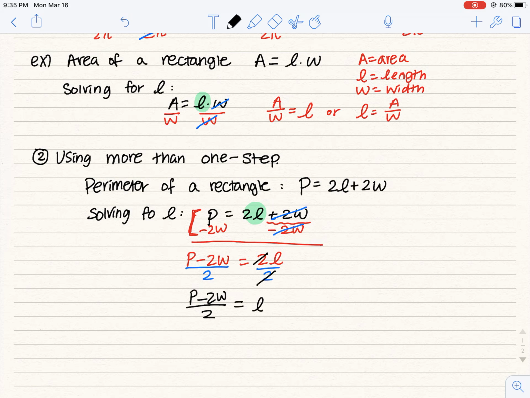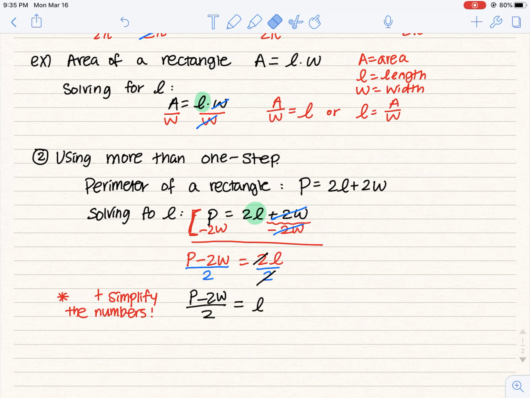You cannot and will not simplify the numbers here. Now, if you want to simplify, then you'll have to write P over 2 minus W, and I think it's more complicated. So don't simplify the numbers, okay?